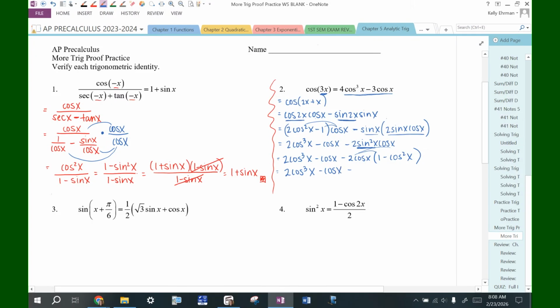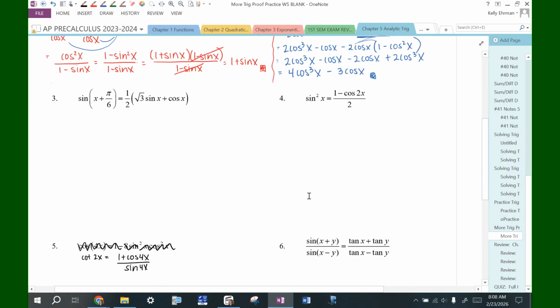So when I distribute, I get minus 2 cosine x plus 2 cosine to the third x. And the last step should just be combine like terms. So 2 plus 2 is 4 cosine to the third x. Negative 1 minus 2 is minus 3 cosine x. And that's what we wanted.